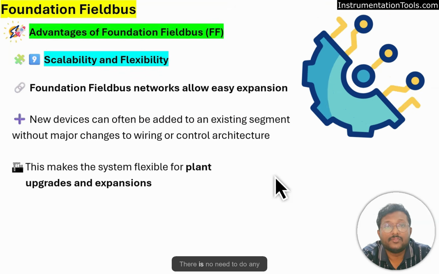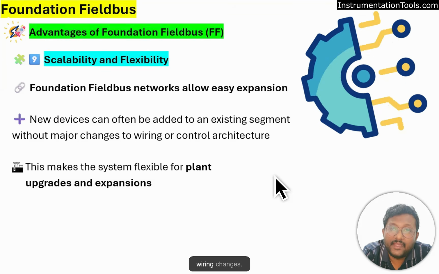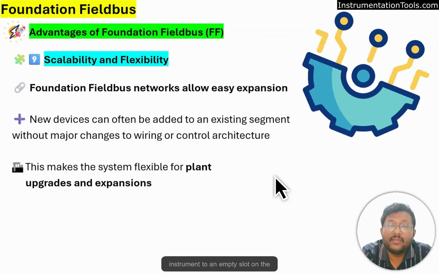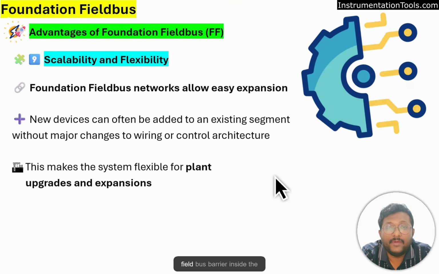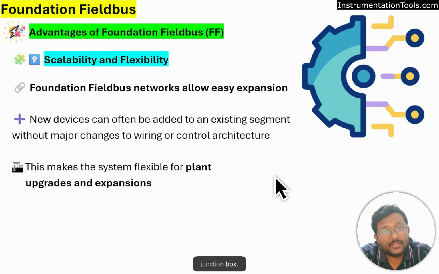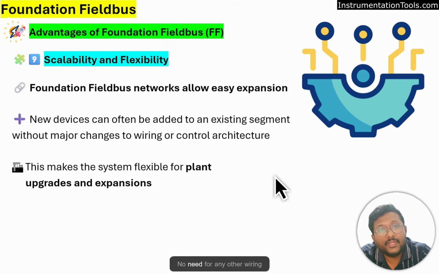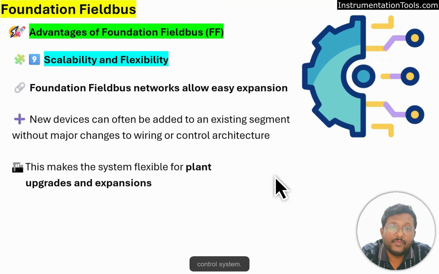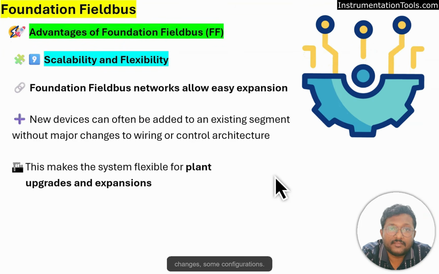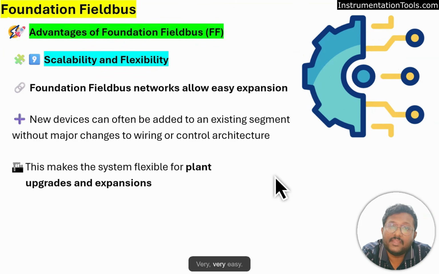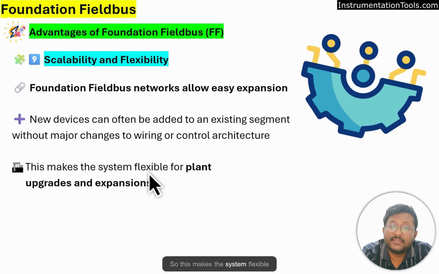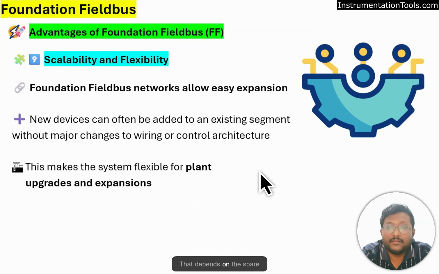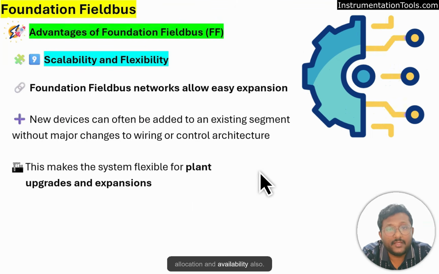That's it. There is no need to do any wiring changes. You just have to connect your field instrument to an empty slot on the field bus barrier inside the junction box. That's it. No need for any other wiring changes from the field to the control system. You just need to do some software changes, some configurations. That's it. Very, very easy. So this makes the system flexible for plant upgrades and expansions. That depends on the spare allocation and availability also.